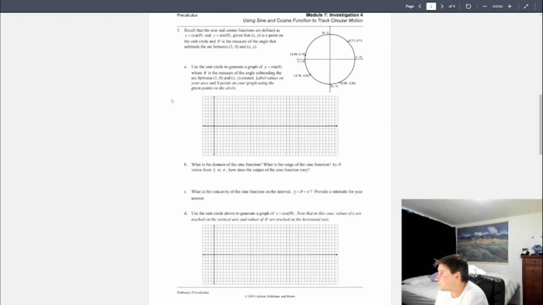Okay, so I think it just wants to emphasize how it's a different rate of change, and since it's sine, how at certain points it'll be faster and at some points it'll be slower. So I'm not going to draw that. What is the domain of the sine function? What is the range of the sine function?